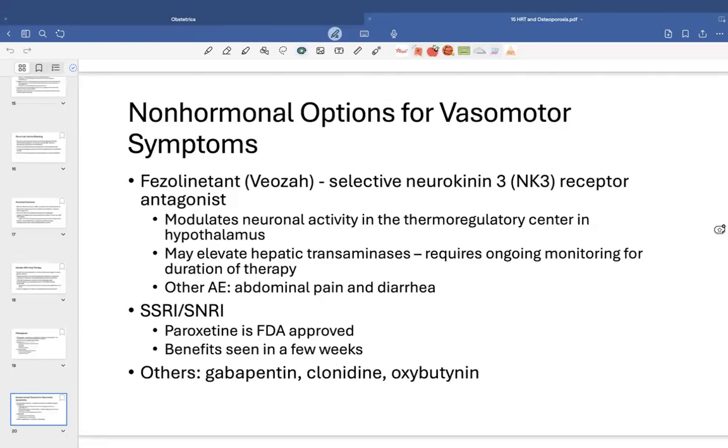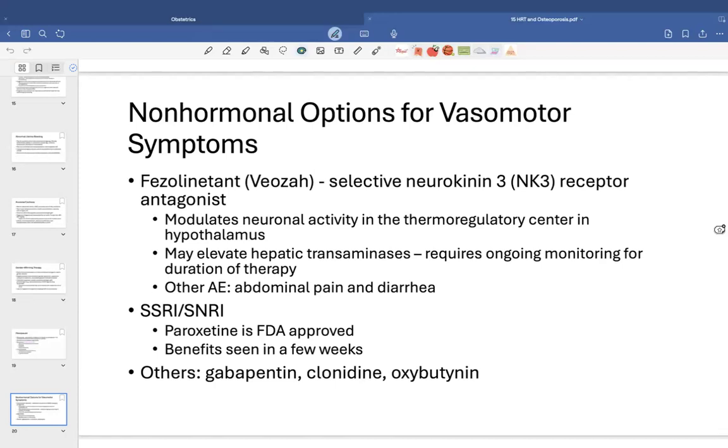It does have some modest risk of LFT elevation, so you're going to need to monitor women on that for as long as they're on it. But generally speaking, it's well tolerated, with some GI side effects. So the Veozah is one way where, again, without necessarily replacing estrogen, you can manage the hot flashes.